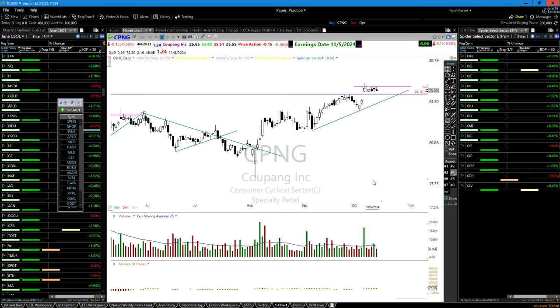Where is support? Where is resistance? That is important to the trade. Doesn't matter what stochastic says, it doesn't matter what RSI says, none of that matters. Is price going to move?